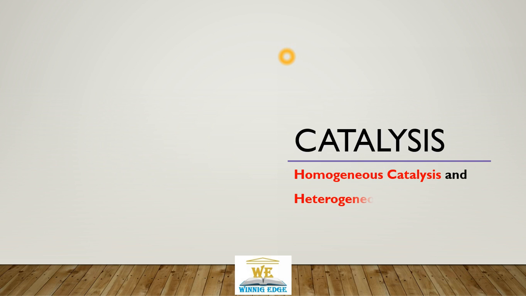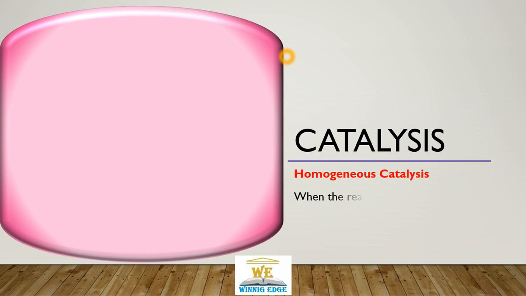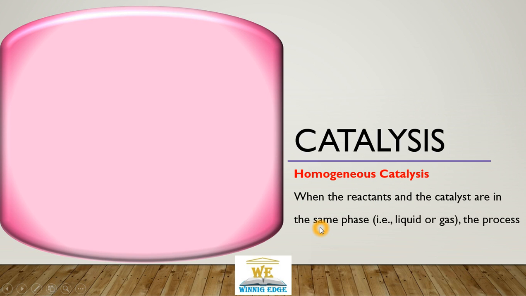Homogeneous catalysis and heterogeneous catalysis. Catalytic reactions can be of two kinds: homogeneous catalysis as well as heterogeneous catalysis. Let's have a look at them one by one. First, homogeneous catalysis. When the reactant and the catalyst are present in the reaction in the same phase, liquid or gas, the process is called homogeneous catalysis.